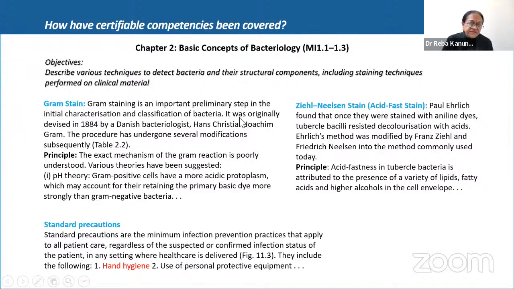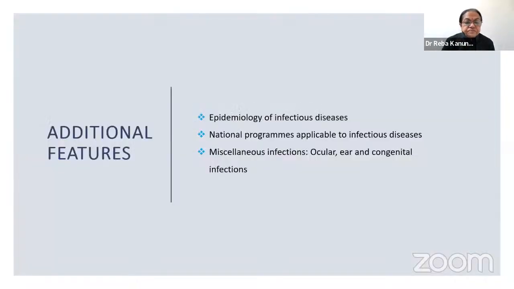basically there are very few competencies that are required for a microbiology undergraduate. So the Gram stain, we have gone into the details of the Gram stain with diagrammatic representation and the procedures, and then also the other competency is the standard precautions, especially hand hygiene and PPEs. So those have been addressed in the book also.